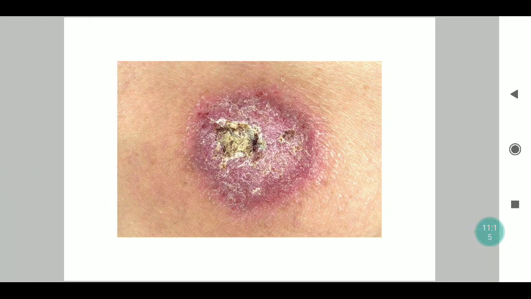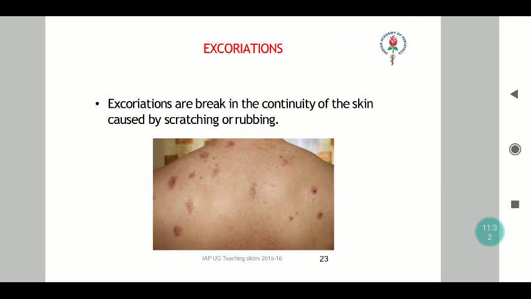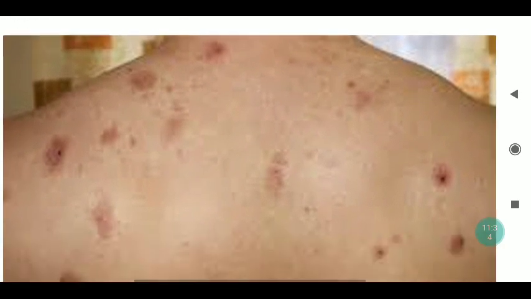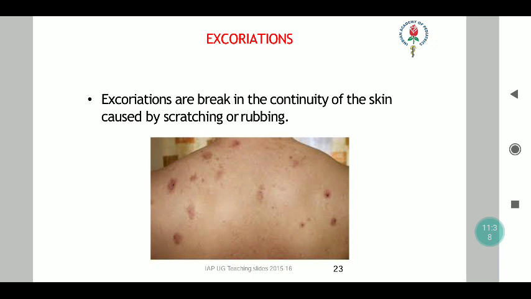So, in this lesion you can see a yellowish green crustation. This yellowish green crustation is likely because of a pustulosis and is a result of pus formation. Now, excoriations are breaks in the continuity of the skin which are caused by scratching or rubbing. Typically, what you can see on the back, though it's not very clear in the image, you can make out the discontinuity likely because of scratching or rubbing.